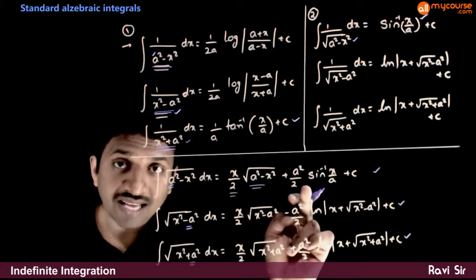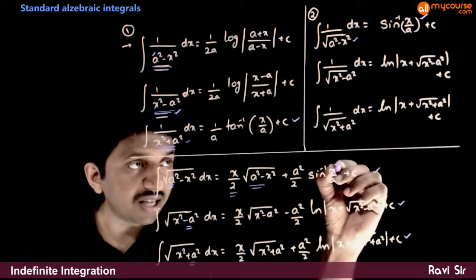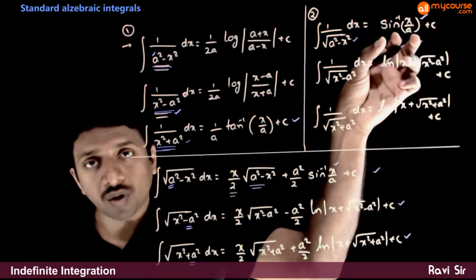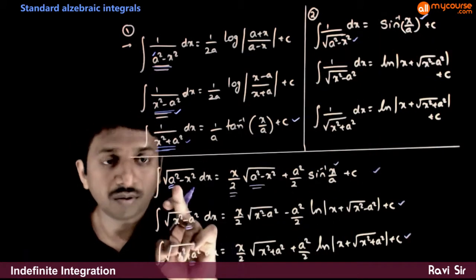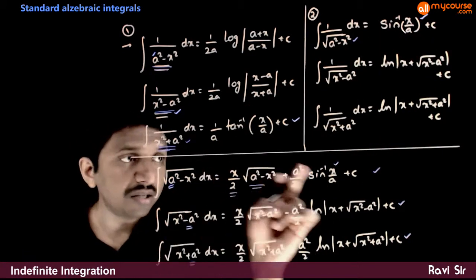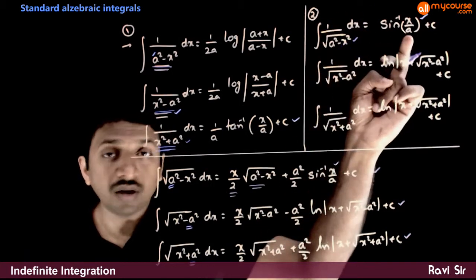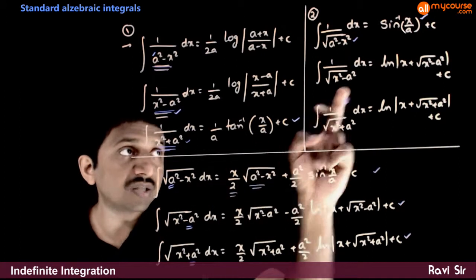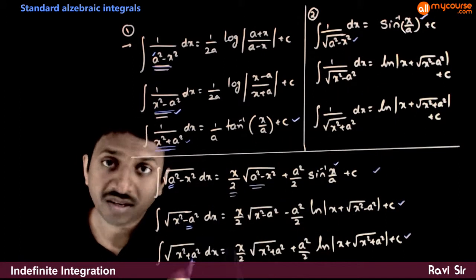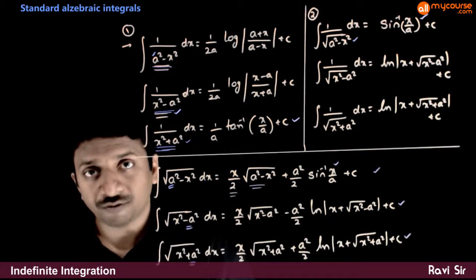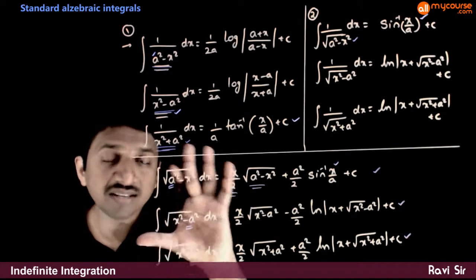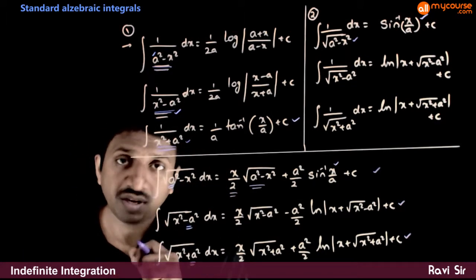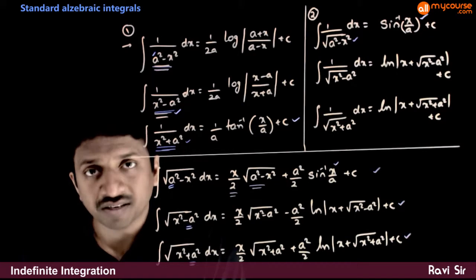And a square by 2 has to be multiplied with the corresponding formula of 1 by root. So root of a square minus x square, you have the corresponding formula 1 by root of a square minus x square. Root of x square minus a square, you have the corresponding formula. Here you have the corresponding formula. So these are the three sets which will be very useful in solving many algebraic integrals.